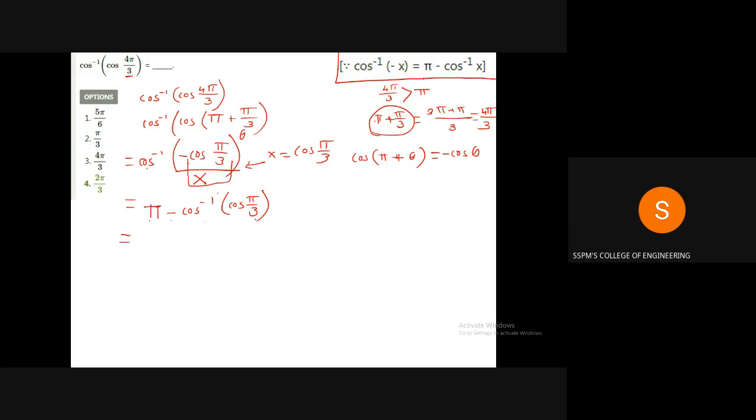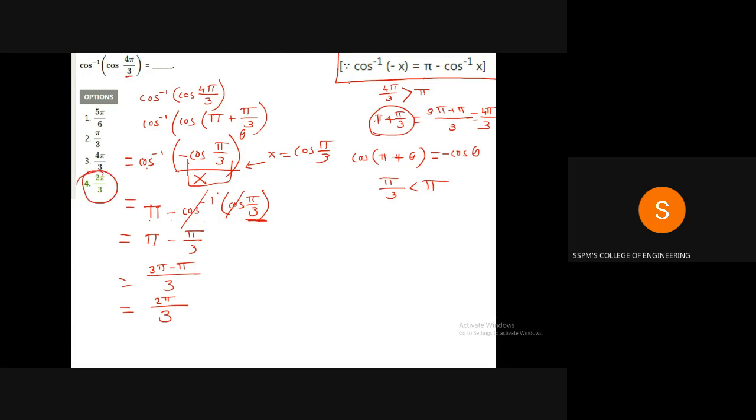Now, if you look closely, this pi by 3 is less than pi. So now we can directly cancel this cos and cos inverse. It can be cancelled directly now. So we get pi minus pi by 3. Pi minus pi by 3 is 3 pi minus pi divided by 3, that is equal to 2 pi by 3. So this is the correct option.